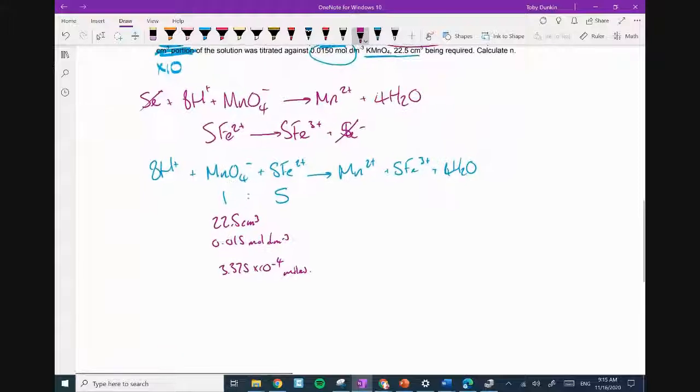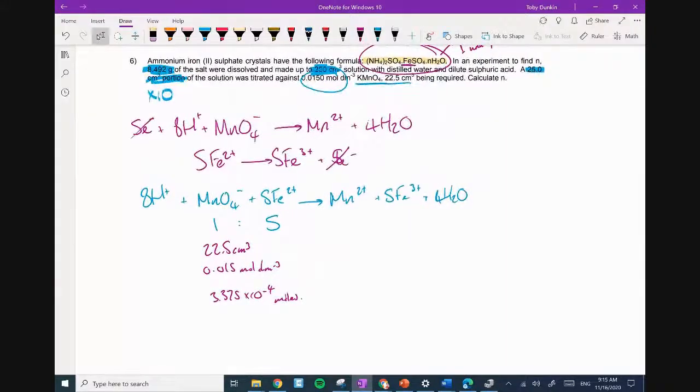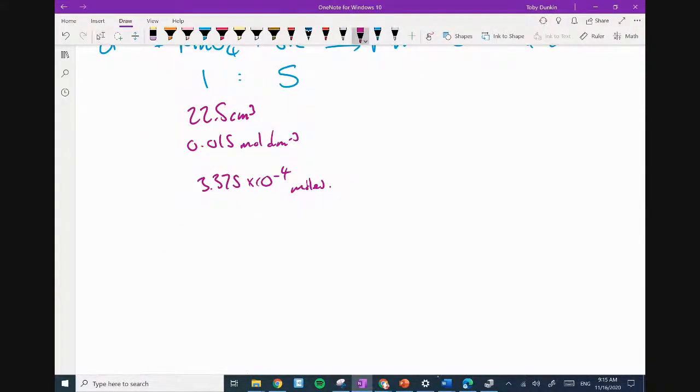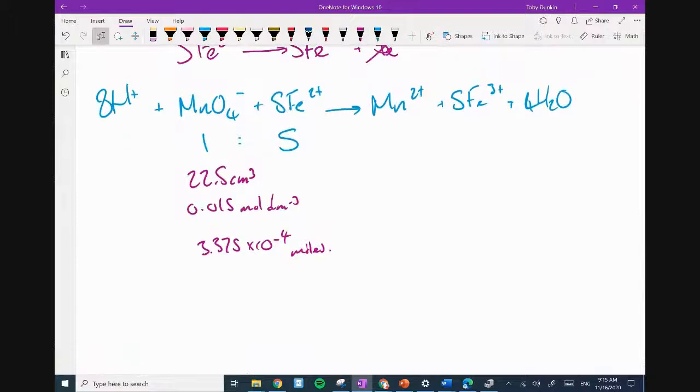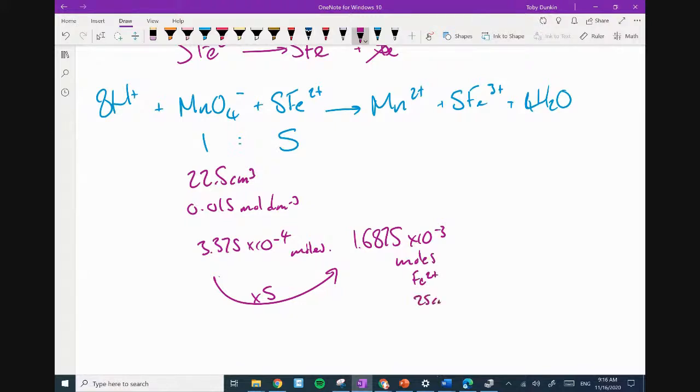Now, we've got the moles in the 25 centimeter portion. At this point, if we wanted, we could multiply this by 10. Now, we don't have to. We can use the ratio first. So multiply that by 5. You can actually do the times 10 at pretty much any step. Multiply that by 5, and I get 1.6875 times 10 to the minus 3 moles of iron 2+ ions in 25 centimeters cubed. Right, let's multiply at that point.